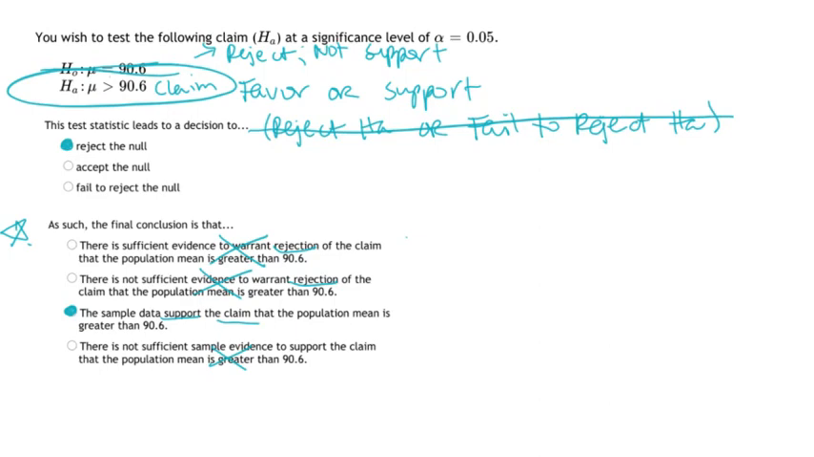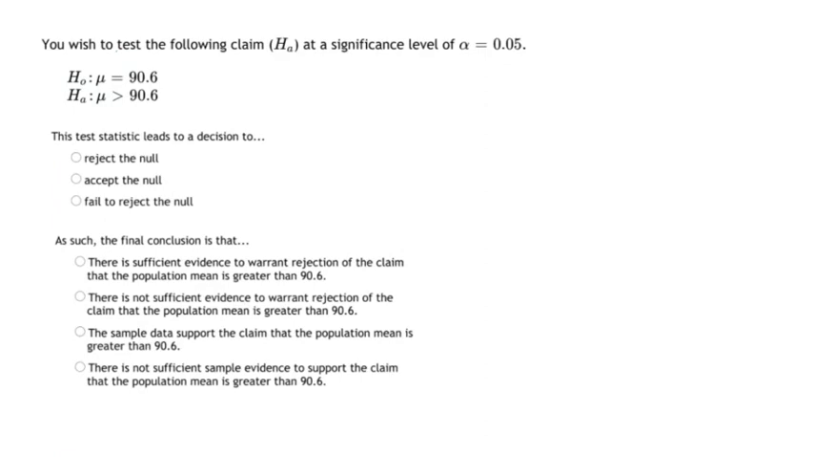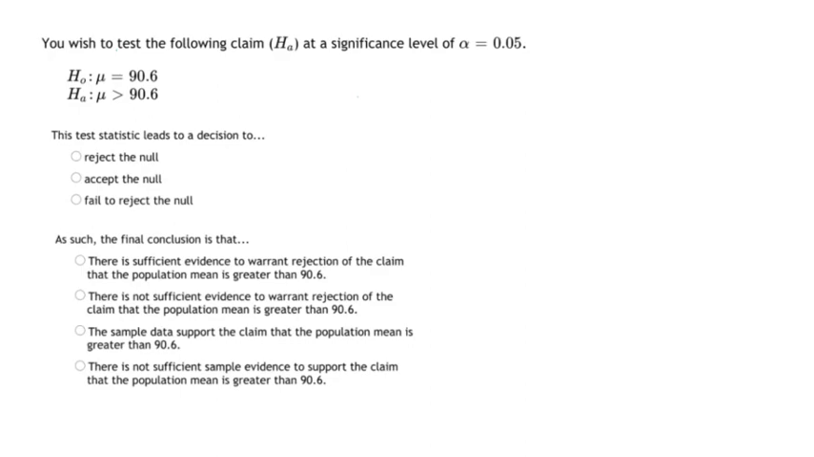Let's look at an example where we fail to reject. I've got the same setup here. The alternative hypothesis is our claim, so I'll go ahead and label that as the claim. But this time I'm going to fail to reject. It gives me the option of accept, but we never accept the null hypothesis. We only use the language of rejecting or failing to reject.